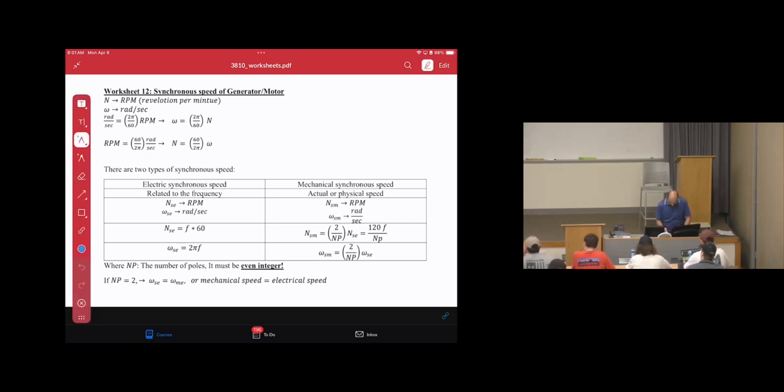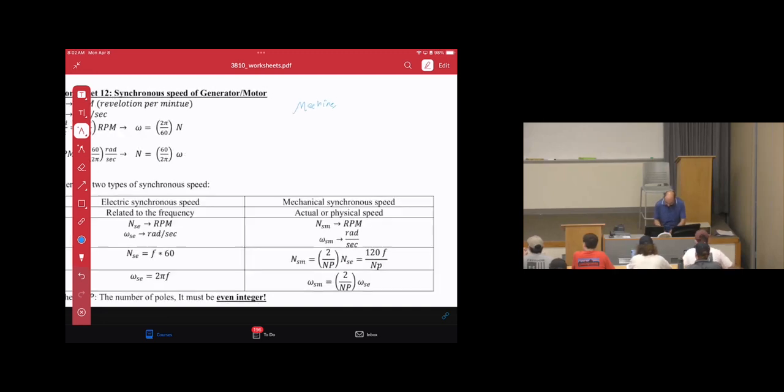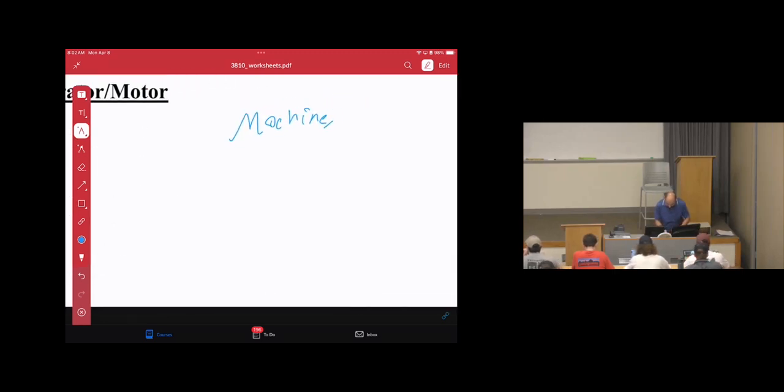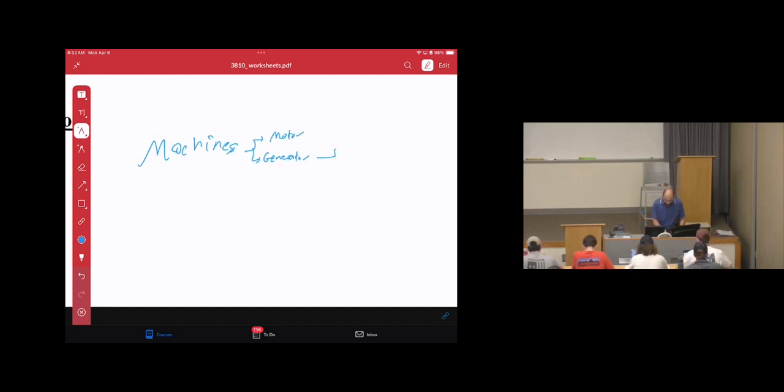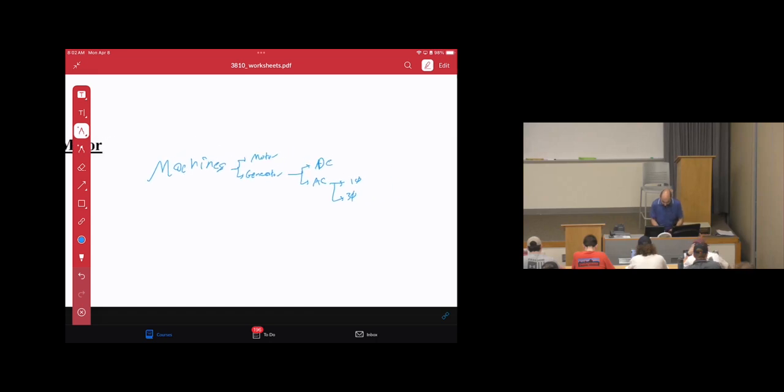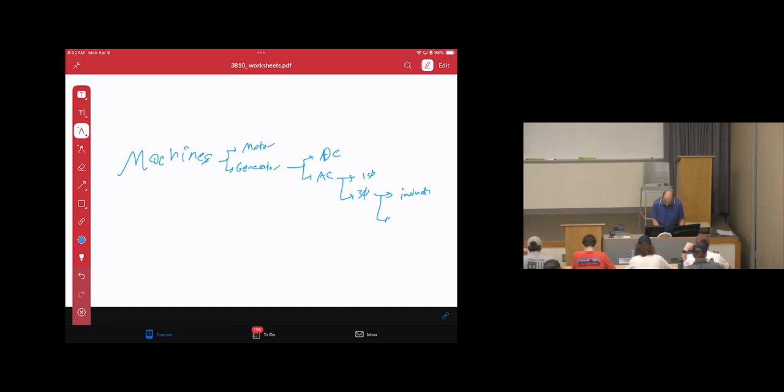So in summary, the machines can be either motor or generator, or we have several types like transformer, etc. But these are the main things. Then in generator, we can have DC or AC. And in AC, we can have single phase or three phase. Then in three phase, we can have induction or synchronous.